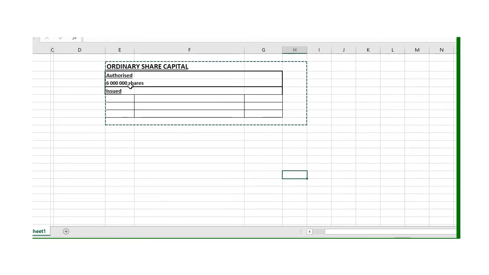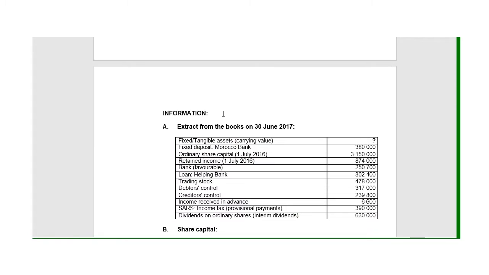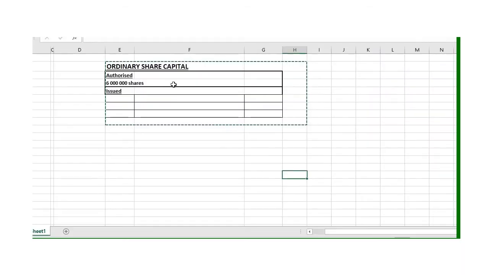Somewhere in the information, they will tell us what the authorized shares are. And if I look at number B, the business has authorized share capital of 6 million shares. So that is where that 6 million comes from.